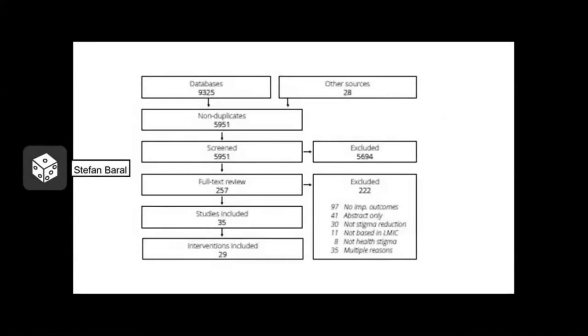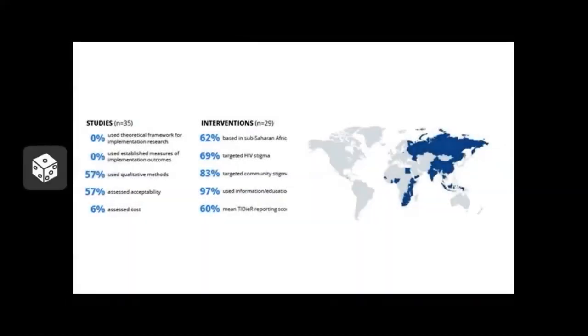Apologies that this figure isn't as clear as I'd like it to be, but basically we started out with about 9,000 citations, and in the end we did about 250 full text reviews, and included 35 studies with 29 different interventions. In terms of our studies, notably 0% used a theoretical framework for implementation research, 0% used established measures of implementation outcomes, so the validated sets of implementation outcomes. More than half were qualitative, most of them acceptability alone, and really 6% assessed any costs.